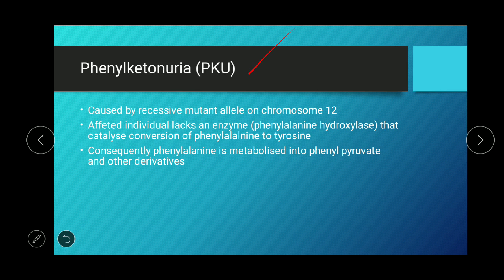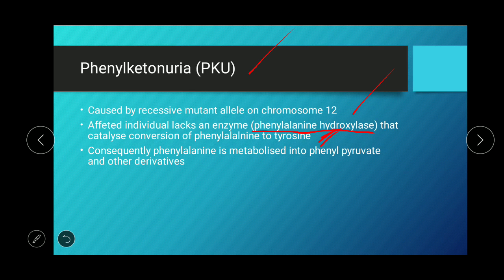Then come to phenylketonuria, that is PKU. This is caused by a recessive mutant allele on chromosome number 12. That means this is also an autosomal recessive disorder. The affected individual lacks an enzyme, phenylalanine hydroxylase, which is responsible for catalyzing the conversion of phenylalanine to tyrosine.